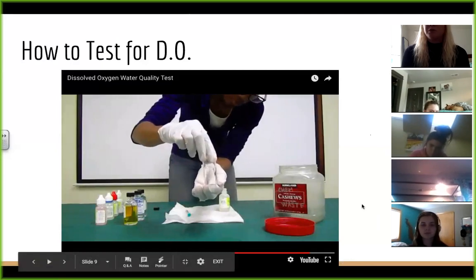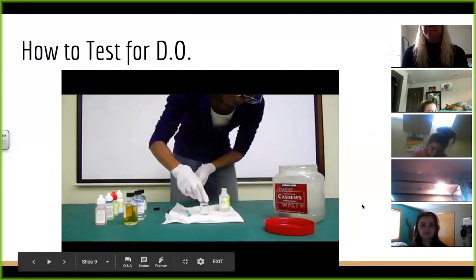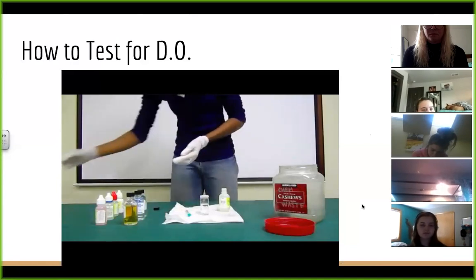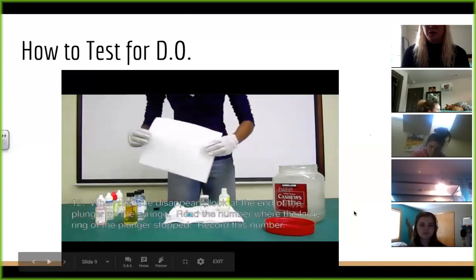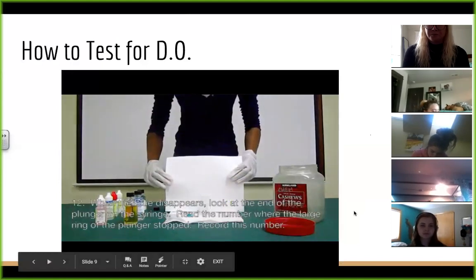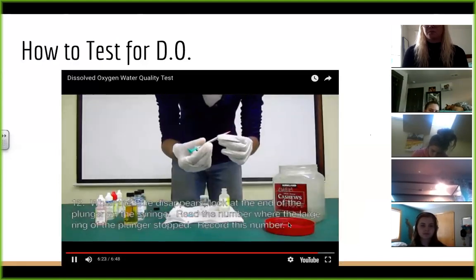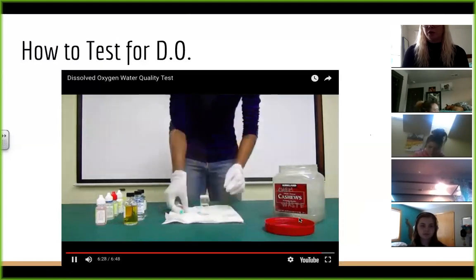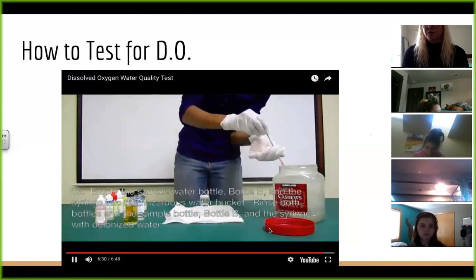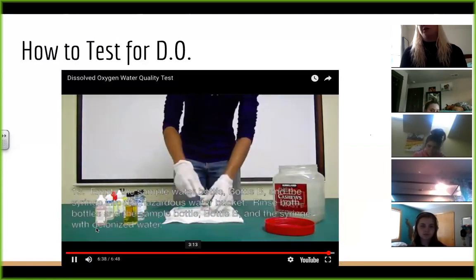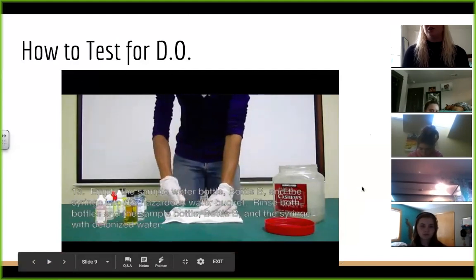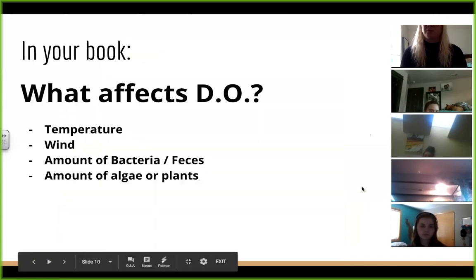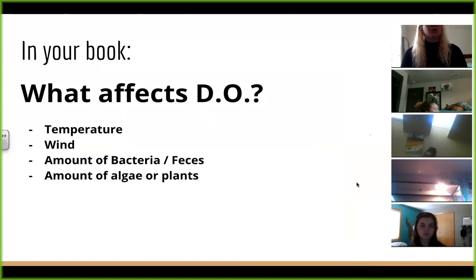Right, so now the water is completely clear, so she can get a reading. And I can't remember if this video tells us, but syringe. Read the number where the large ring of the plunger stopped. Record this number on your data sheet. I wonder if she tells us what hers was. Empty the sample water bottle. Well, regardless, you would record the number there, and it would actually tell you how much oxygen is in the water. Okay. So the next step of this process really is thinking about what affects these factors.